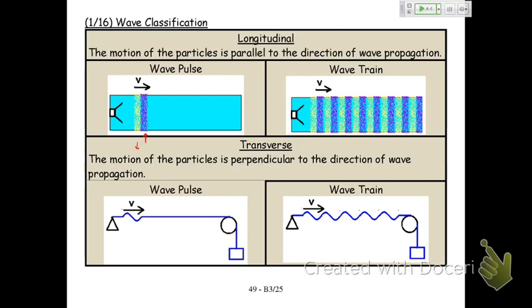Okay, then we have two types of waves. We have transverse and longitudinal, and then we have two, if you like, mechanisms.